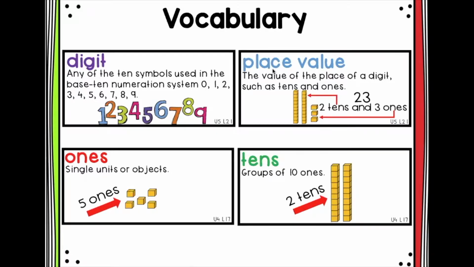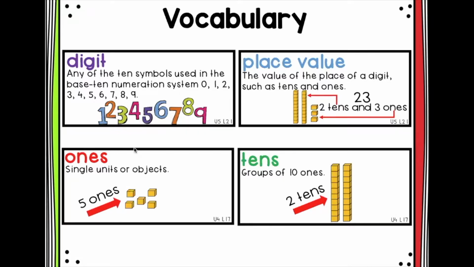Our next vocabulary word is place value. Place value is the value of the place of a digit, such as the tens and ones place. So for example, in this number 23, we have in the tens place the number 2 or the digit 2. That, because it's in the tens place, stands for 2 tens, and that would equal 20. In our ones place, we have 3, so that would be equal to 3 ones cubes. So 10, 20, 21, 22, 23, and that's where we get the number 23. 2 in the tens place, 3 in the ones place.